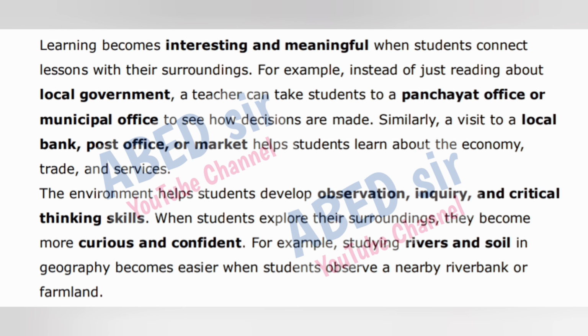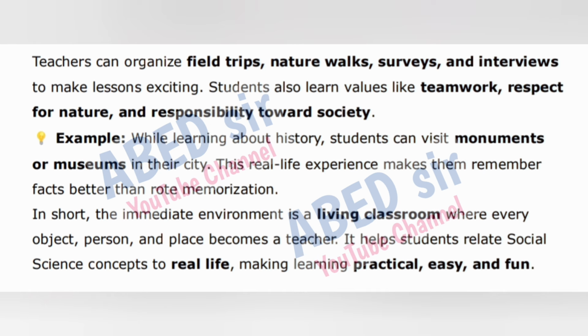When students explore their surroundings, they become more curious and confident. For example, studying rivers and soil in geography becomes easier when students observe a nearby riverbank or farmland. Teachers can organize field trips, nature walks, surveys, and interviews to make lessons exciting. Students also learn values like teamwork, respect for nature, and responsibility toward society. Example: while learning about history, students can visit monuments or museums in their city. This real-life experience makes them remember facts better than rote memorization.